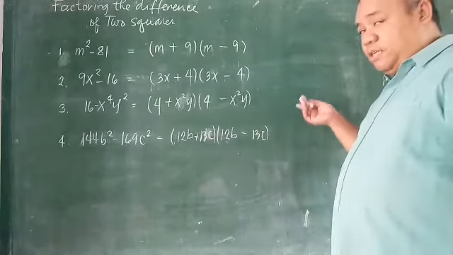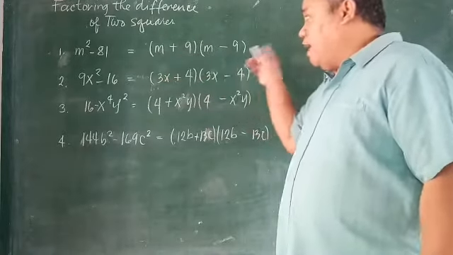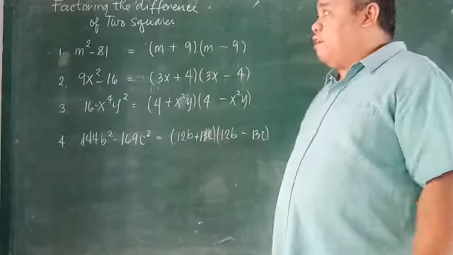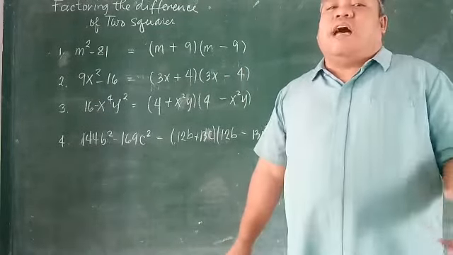Have you seen the difference? They have almost the same terms. The only difference is that one is positive and the other is negative. So that is for factoring the difference of two squares. That will give us the sum and difference of two terms.